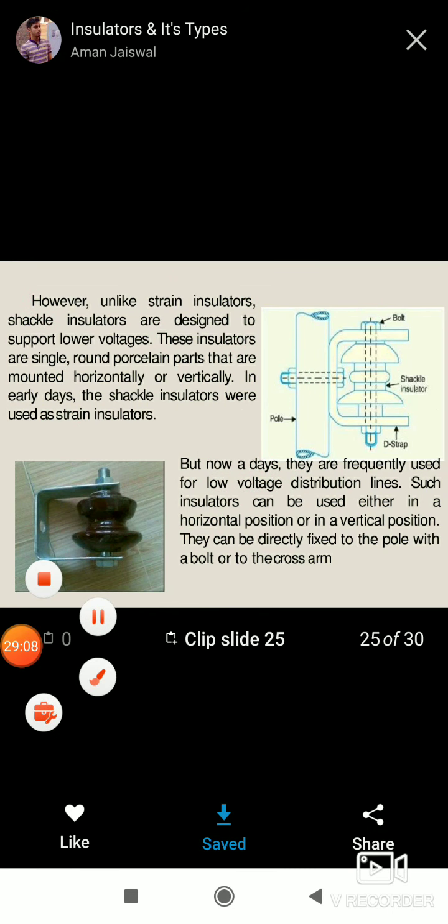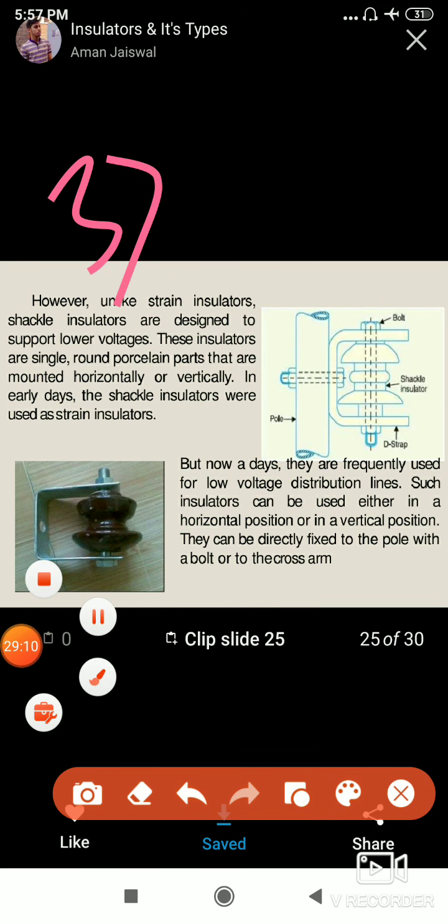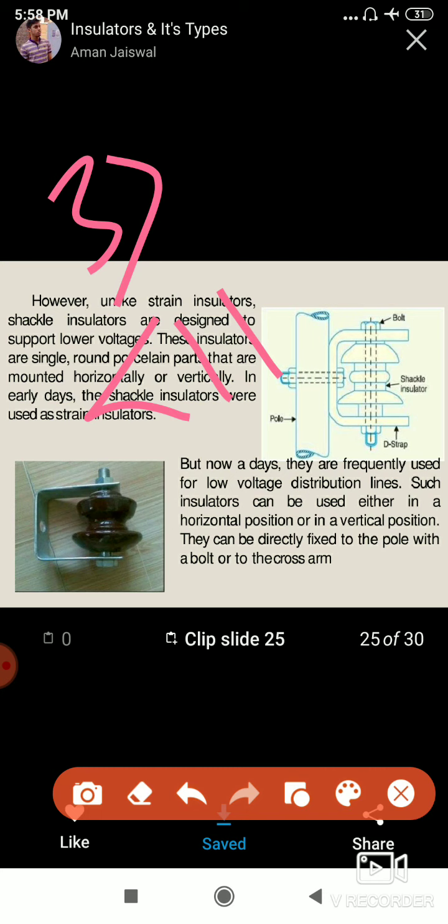And the third one is the strain type insulator. So what is a strain type insulator? Strain is nothing but tension, at a dead end, river crossing or sea crossing, over a long distance. So the tension on the conductor is very high. In order to avoid the tension, we require these strain type insulators, right? It can be used for any type of voltage, even less than 11 kV.